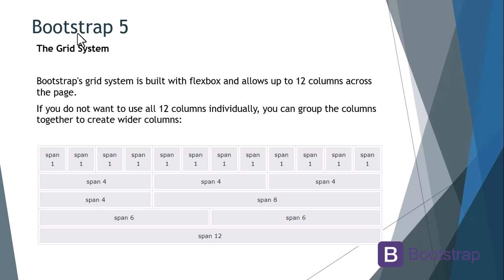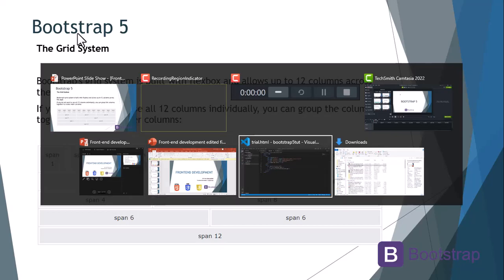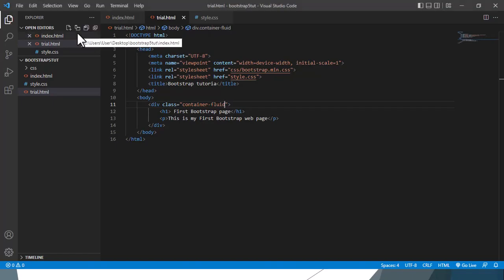Okay, so go to our text editor now. All right, now we are in the text editor, and we are also in one of the HTML files we created, which is the trial.html file. Yes, so now what we are going to do is go to the basic grid system.